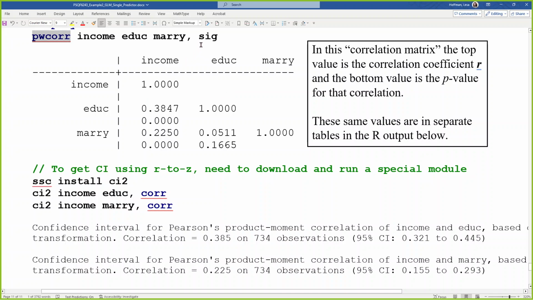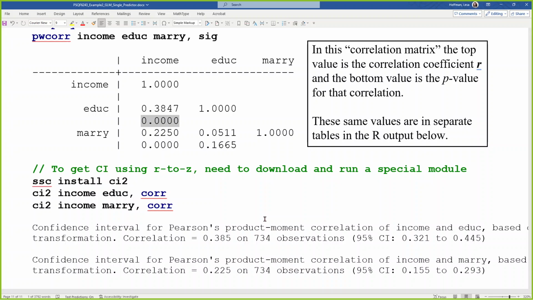So in this table, comma sig, can you guess what that is asking for? It's not sigma. Significant digits. Significance, yeah. So that adds these additional values right here. Those are p-values for your correlation. And I don't like that Stata does this. P is never ever 0. It's less than 0.0001 in this case.